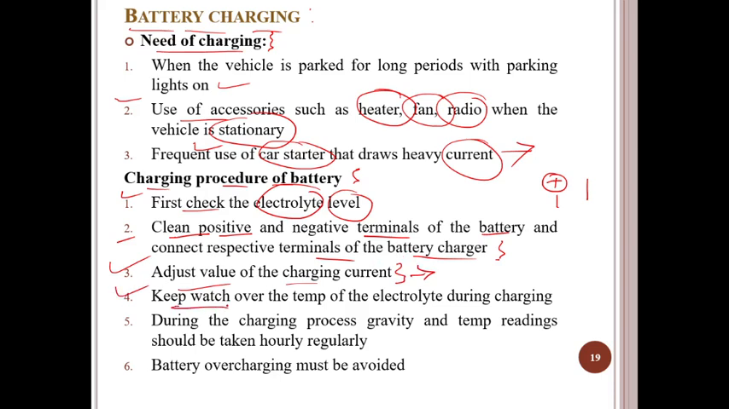Fourth, keep watch over the temperature of the electrolyte during charging. This temperature point is very important. If the temperature decreases, the charging capacity of the battery decreases, so maintain the proper temperature during charging. Fifth, during the charging process, gravity and temperature readings should be taken hourly, on a regular basis. And the last point is that battery overcharging must be avoided. So these are the points we require for battery charging.